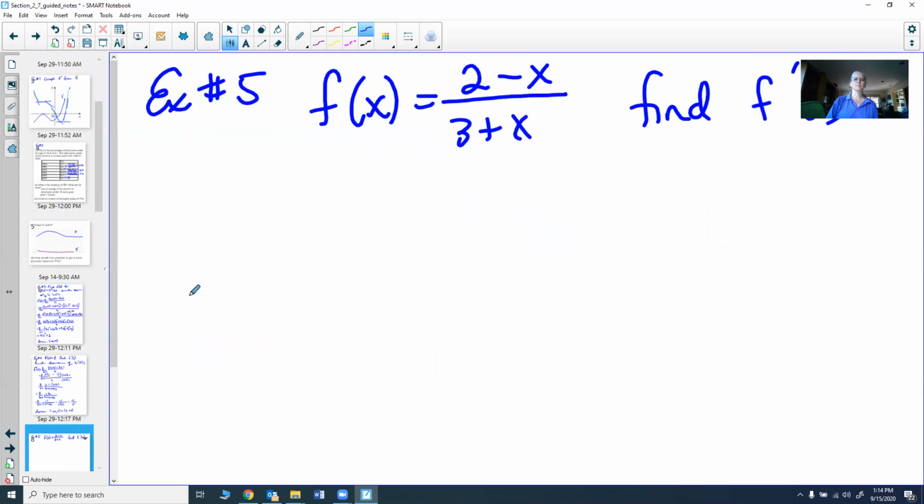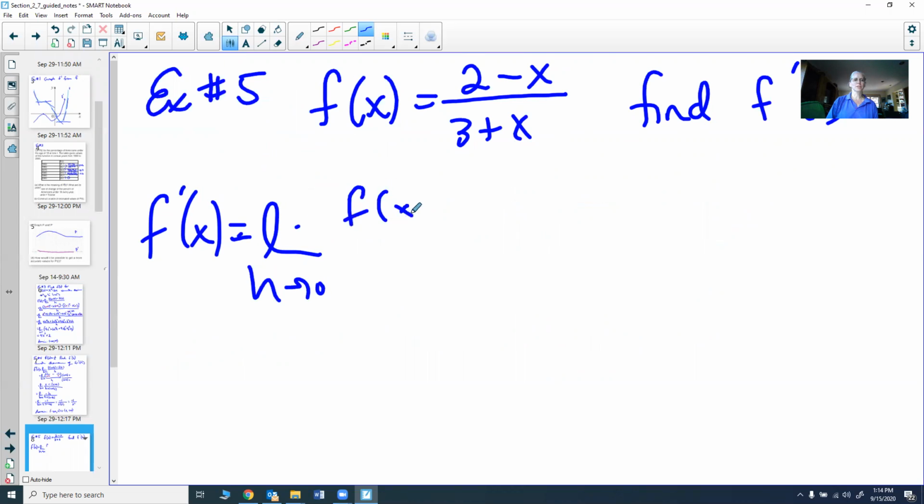All right, let's do another one. Let's find the derivative of this function, f of x equals 2 minus x over 3 plus x. Let's find f prime. So f prime of x again is the limit as h goes to 0 of f of x plus h minus f of x all over h.